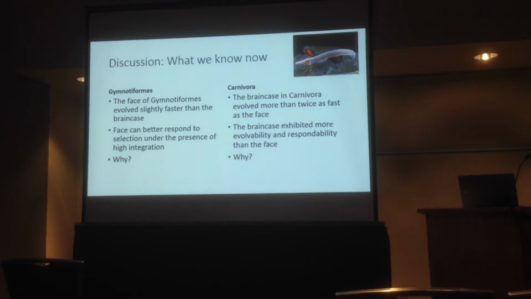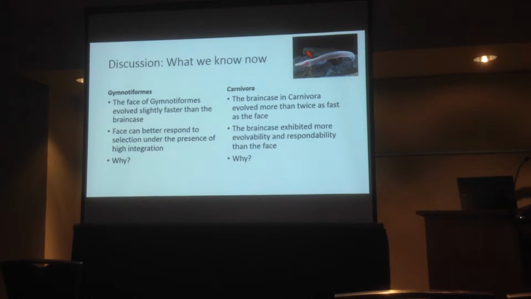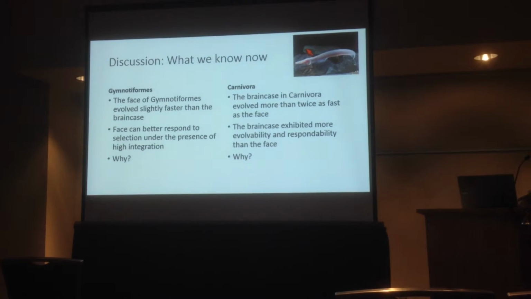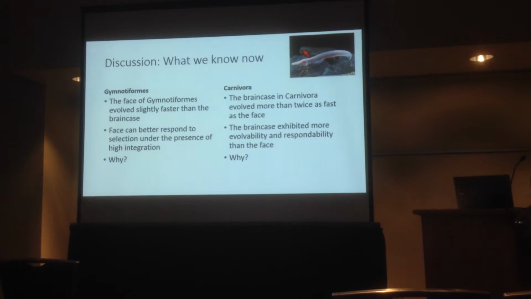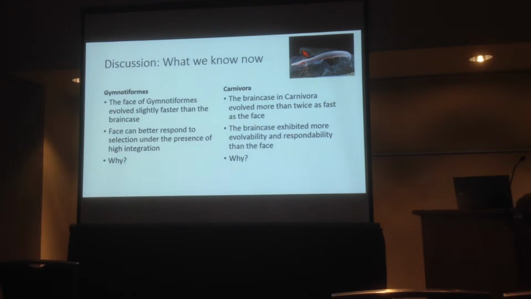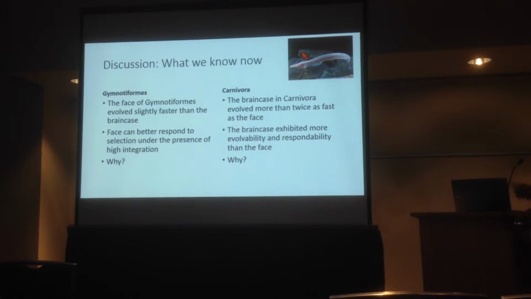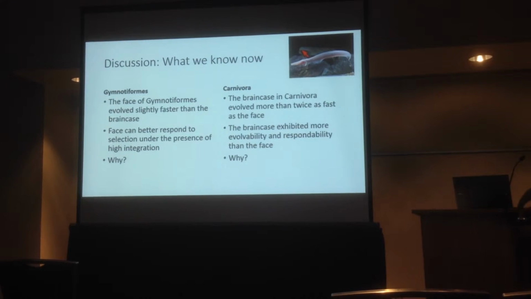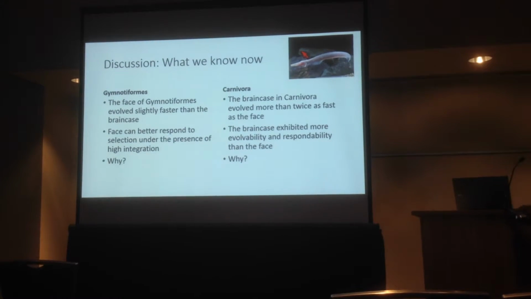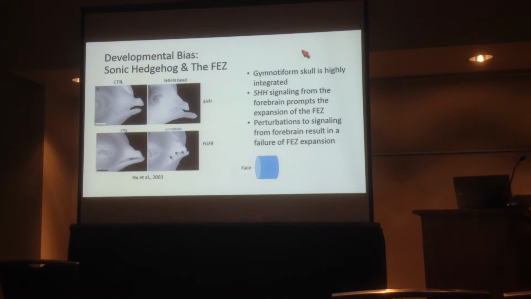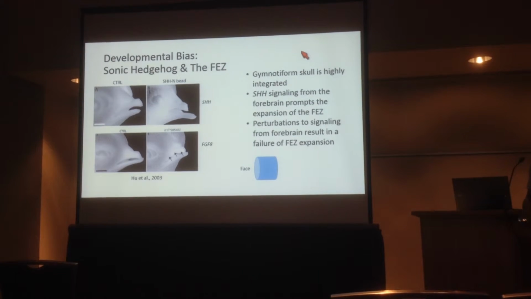So here's what we know so far. We know that the face of genetiforms is slightly faster than the brain case, and we know that the face can better respond to selection under the presence of high integration. And we know that the brain case in carnivorans has evolved twice as fast as the face, and that the brain case exhibited more evolvability and respondability. So why? Within genetiforms, I think this comes down to development.